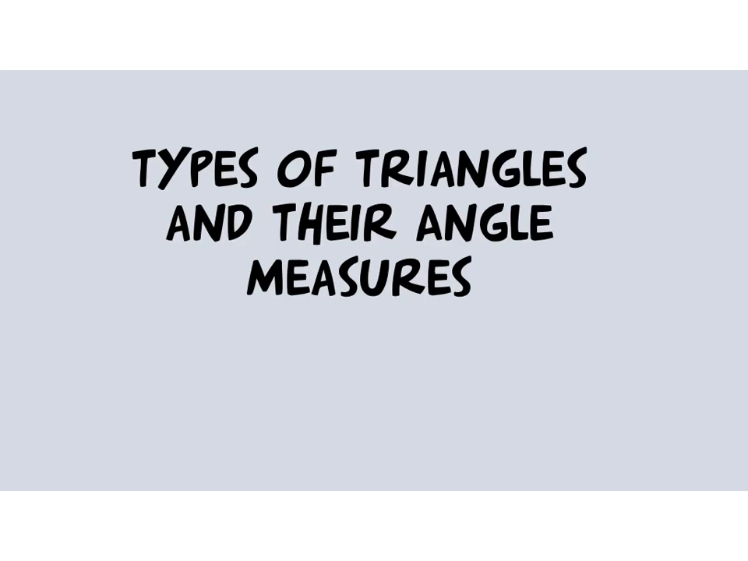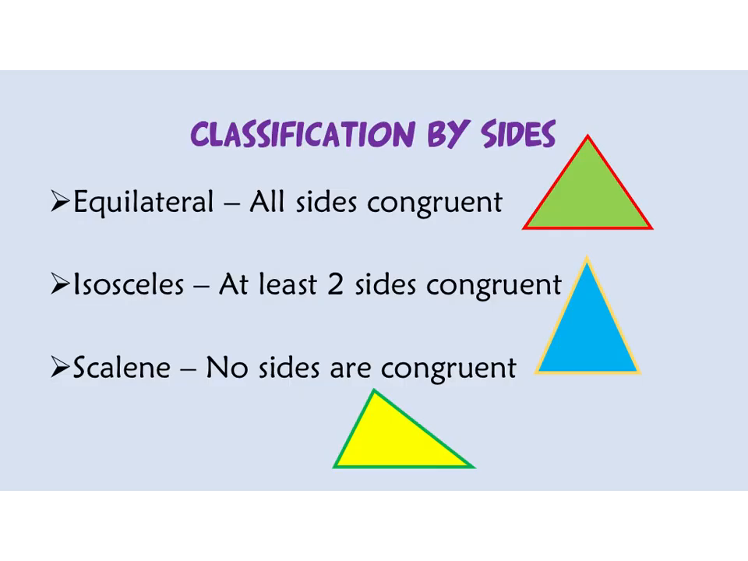Hey everyone, welcome to our notes on types of triangles and their angle measures. So in this chapter, we're going to learn about different triangles that we classify by both their sides and by their angles. A lot of times when you have to classify a triangle, you're going to have two answers. One of the answers is classifying by their sides, and the other is classifying by the angles.